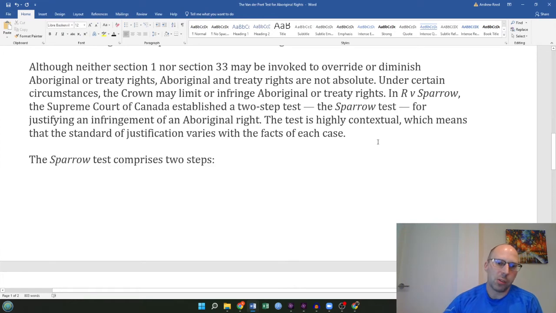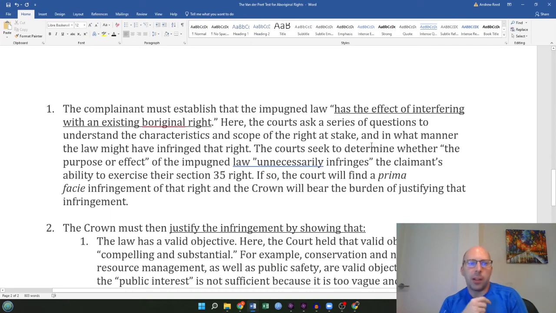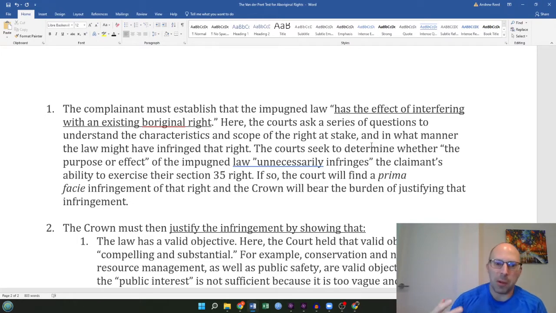Sparrow test, 2 steps. 1. The complainant must establish that the impugned law has the effect of interfering with an existing Aboriginal right. So here the courts will ask questions to understand the characteristics and scope of that right, and in what manner the law might have infringed that right. And the courts seek to determine whether the purpose or effect of the impugned law unnecessarily infringes the claimant's ability to exercise their Section 35 right.